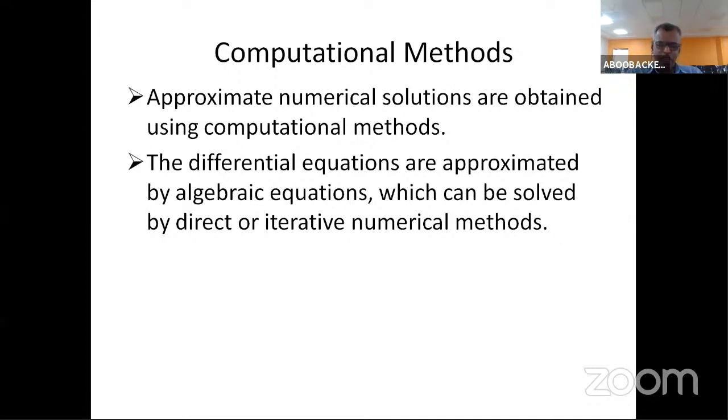If this differential operator can be replaced by an algebraic equation, where we don't have the rate of change or derivatives, and if it is converted into an algebraic equation, we get the solutions either by numerical methods or, in some cases, by direct methods. So either by direct or iterative numerical methods we solve the algebraic equations. So the basic or main importance is how we convert differential equations to algebraic equations.